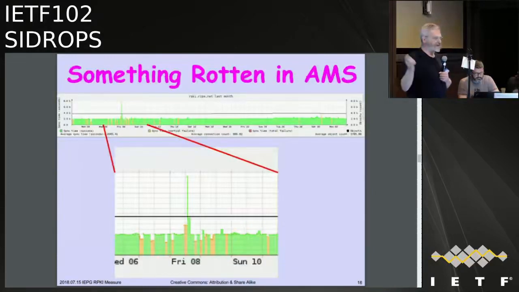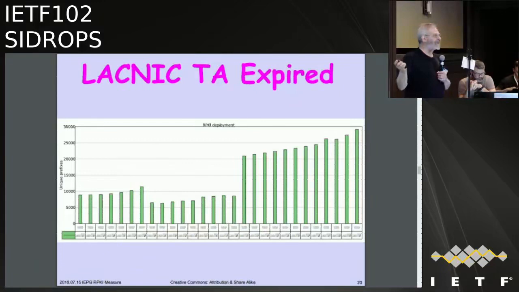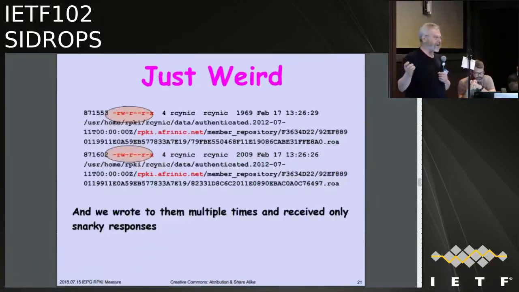Okay, and it goes on. Here, something was rotten in Amsterdam. This went on for weeks. It was logging in our logs. It was an NFS problem. Nothing can be wrong. Finally, they fixed it. Blacknix, TA expires for weeks. Okay, weird data.